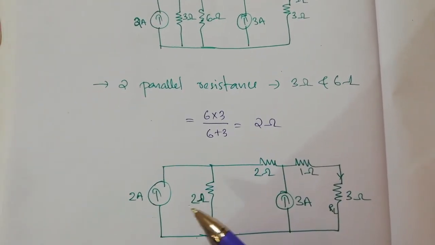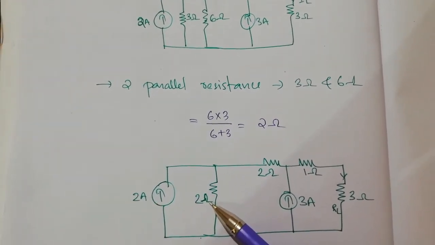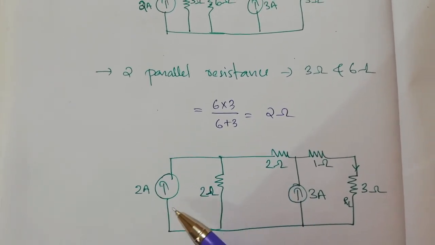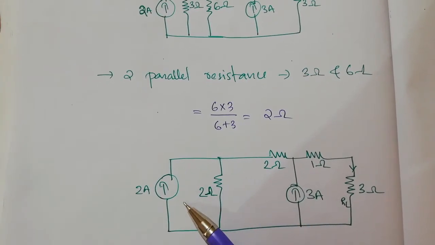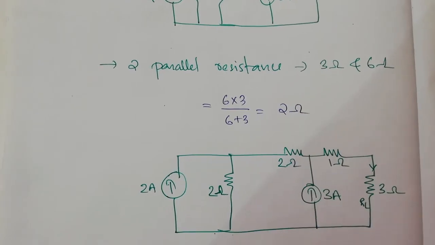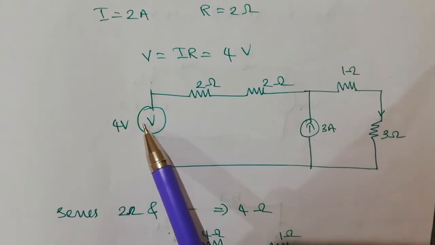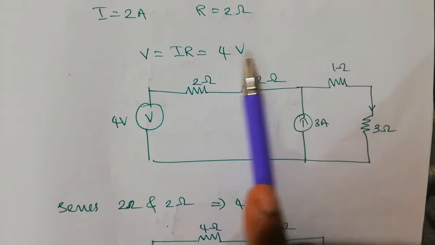Now we can replace this current source with parallel resistance by a voltage source with series resistance. We know I is equal to 2 ampere, R is equal to 2 ohm, so the voltage V is equal to IR, that is equal to 4 volt. That is, V is equal to 4 volt, connected in series with 2 ohm, and the remaining connections from here are the same.